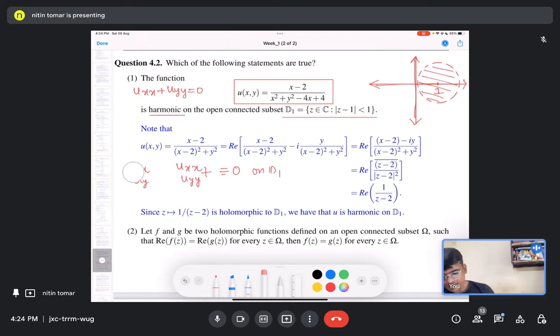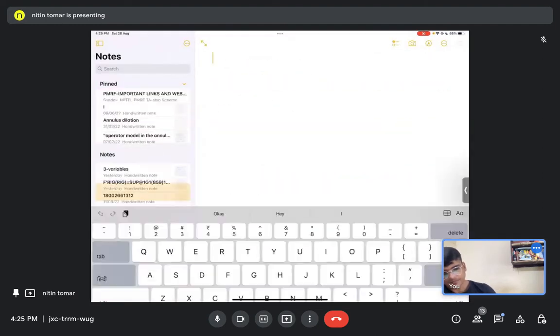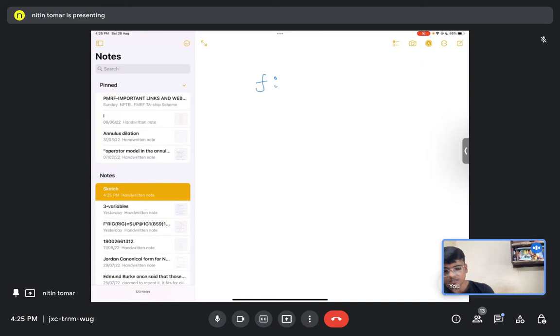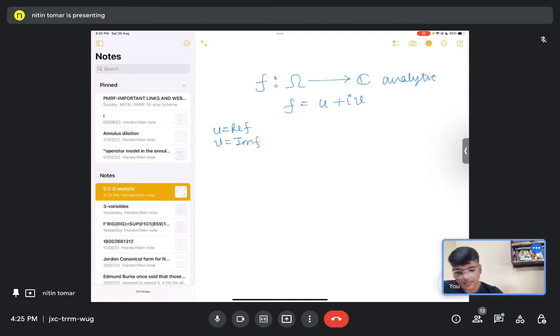Or another way to see is this: we know if f is an analytic function on some domain, then f has two parts, one real part and one imaginary part. u is called the real part of f, and v is called the imaginary part of f. And you know that these satisfy the Cauchy-Riemann equations, right? u_x equals v_y and u_y equals minus v_x. Now can you tell me what u_xx will be? It will be v_yx, right?